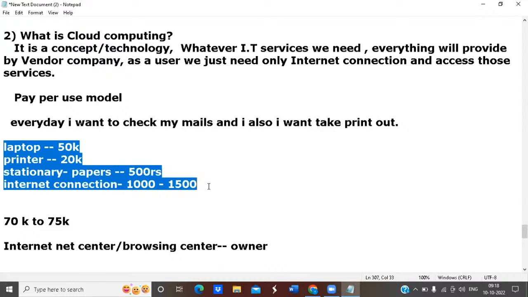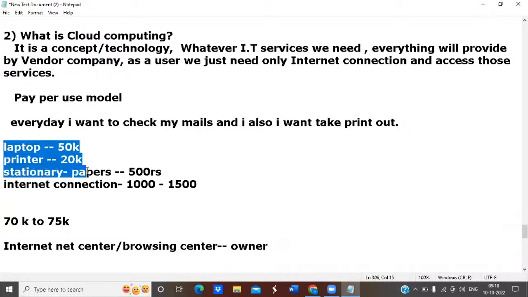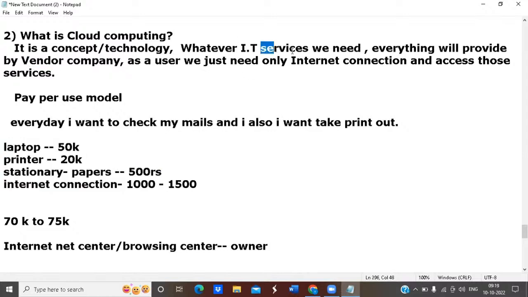I don't need to pay anything extra. Do you understand what I'm speaking here? Yes, sir. Okay. So here also, in the same way, whatever services we require, every service is provided by the vendor company. The way the internet center owner provided all these services, the same way the vendor company provides all the services you want. And whatever services you use, for that service only we need to pay.